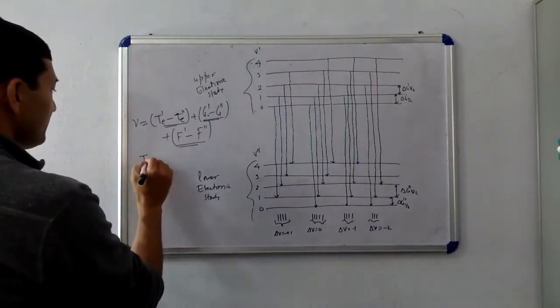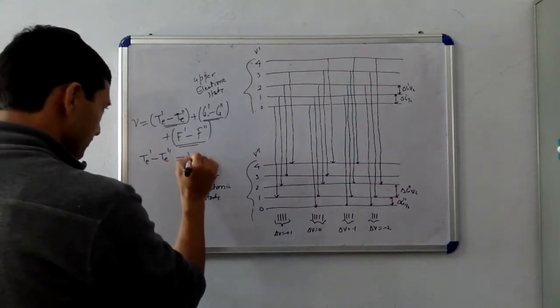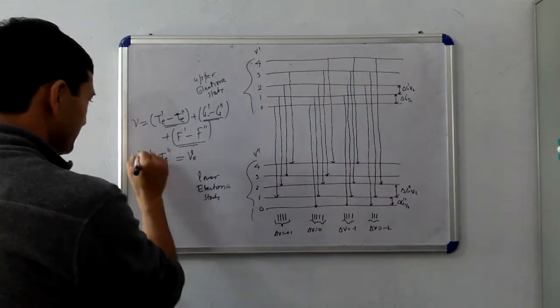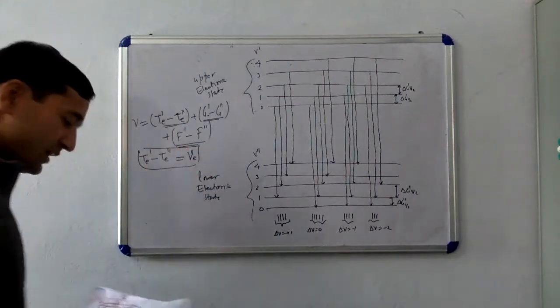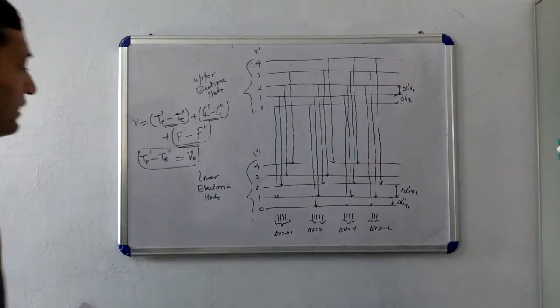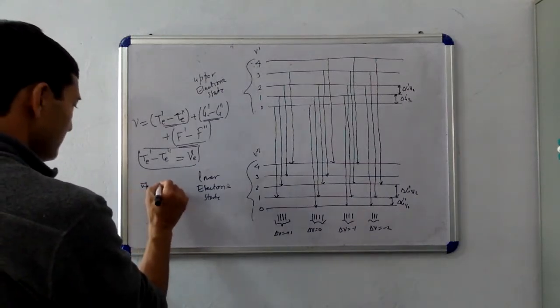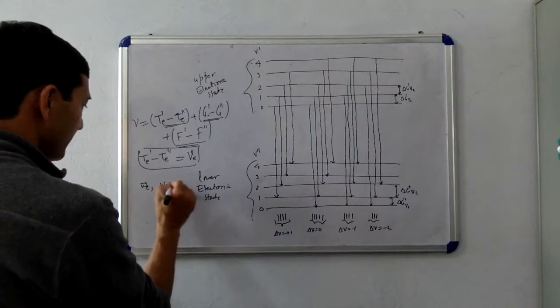Now this T_e' minus T_e'', suppose this is ν_e, that is the electronic transition. It's a constant for a given molecule and electronic transition. G' and G'' correspond to the vibrational levels associated with the different electronic states, and so have a different ω_e, the equilibrium frequency, and anharmonicity x_e.